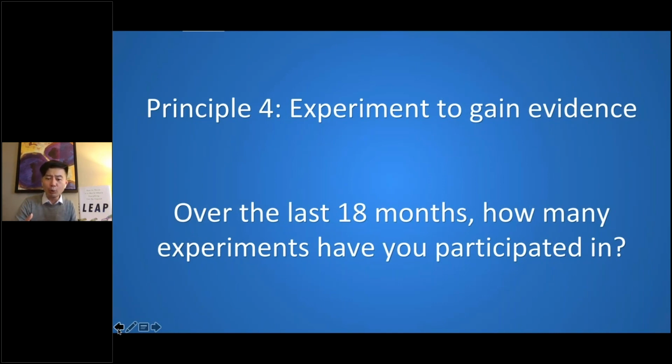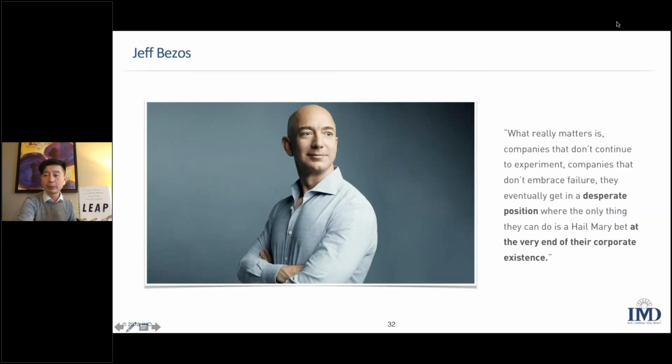What companies should do more and more is run a number of experiments so that you can gain early evidence before you commit. This is almost what Jeff Bezos from Amazon would always say. What really matters is that companies that don't continue to experiment, companies that don't embrace failure, eventually get into such a desperate position where the only thing they can do is a Hail Mary bet at the very end of their corporate existence. Hail Mary, for non-American audiences, comes from American football, where you try your very best, pray for the best outcome, and give it a final shot.